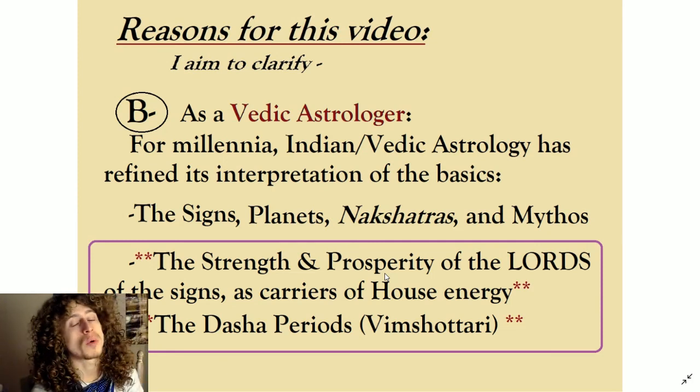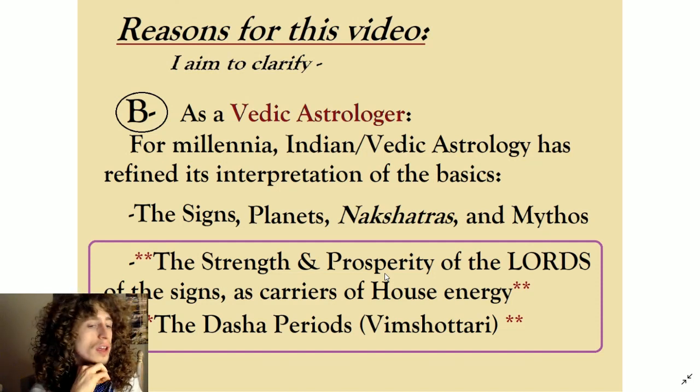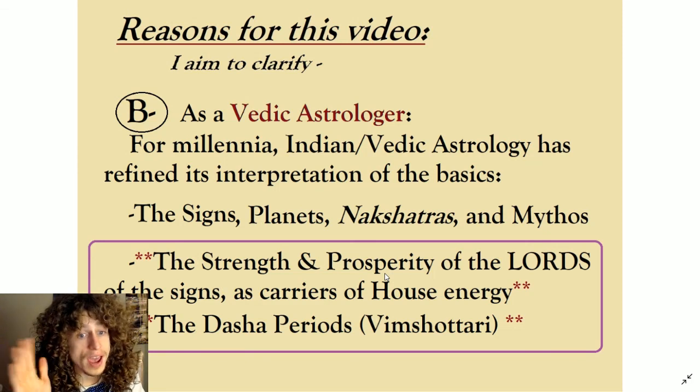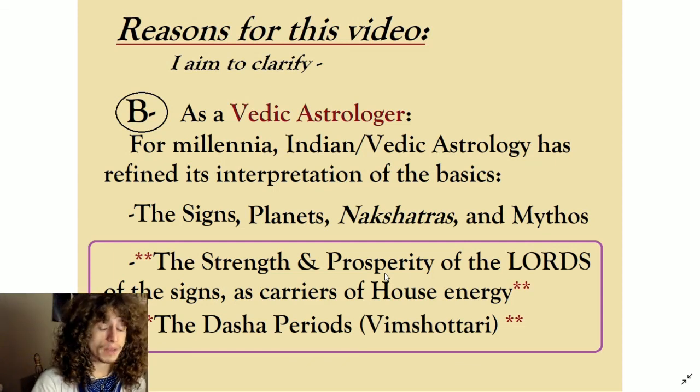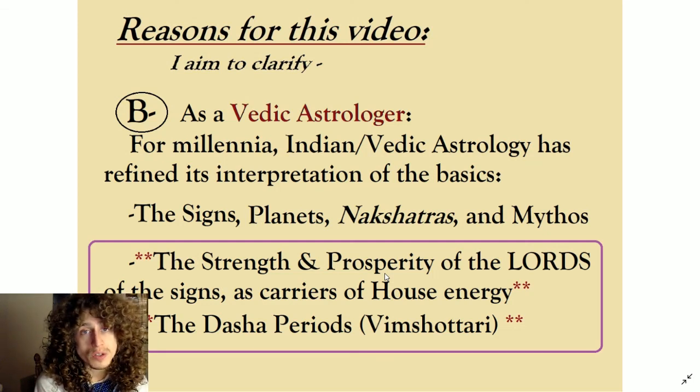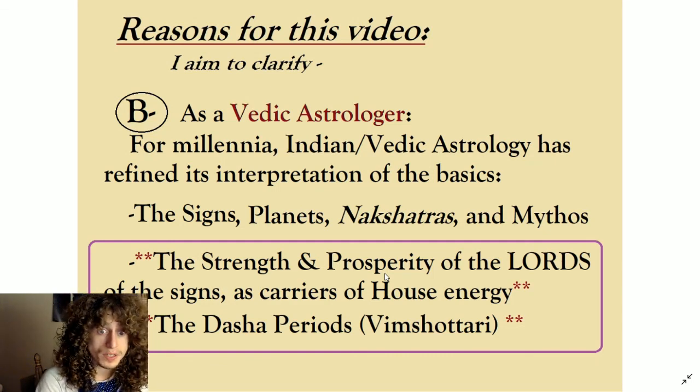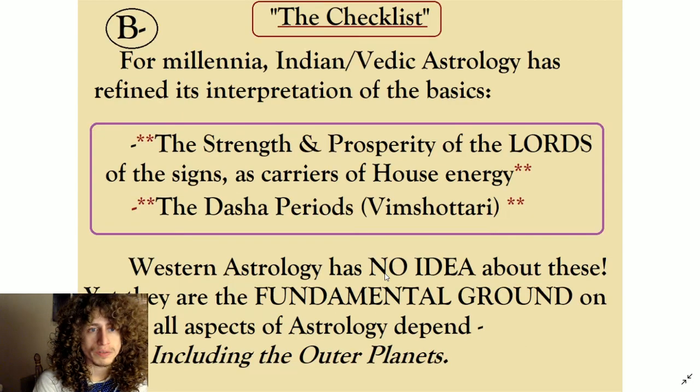The other key important part is dasha periods. It's called Vimshottari. And this is something the West has actually, nobody in the West has any idea about dasha periods. I'm going to talk about them once we get rolling. But basically, you're just going to have to hear about it, get the idea of it, and then if you're interested in Vedic astrology, research it for yourself. But it's something that's very exclusive to Vedic astrology.